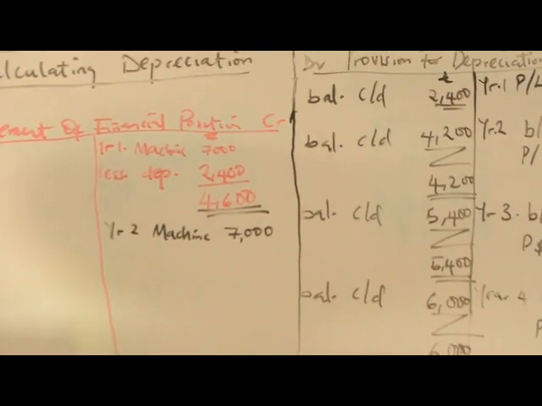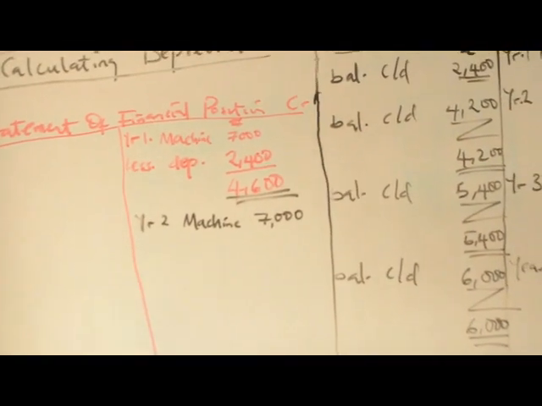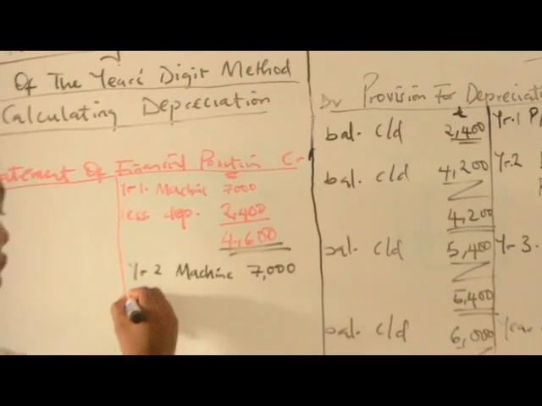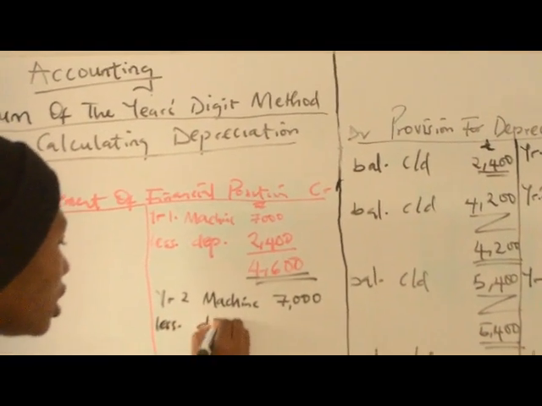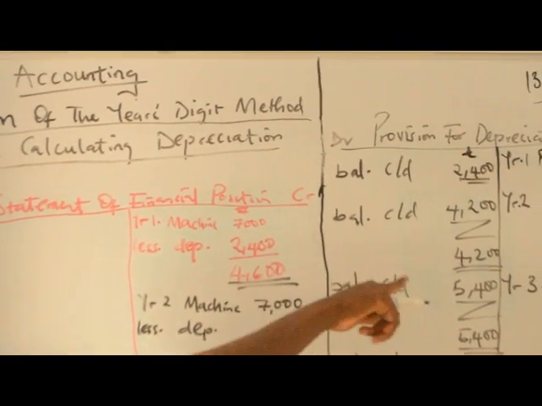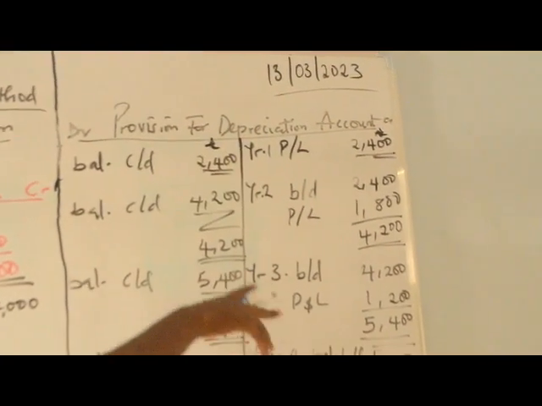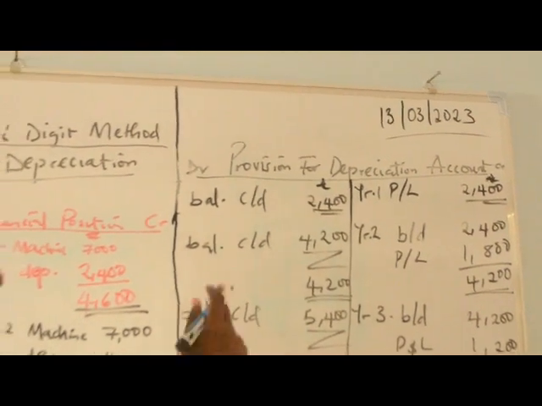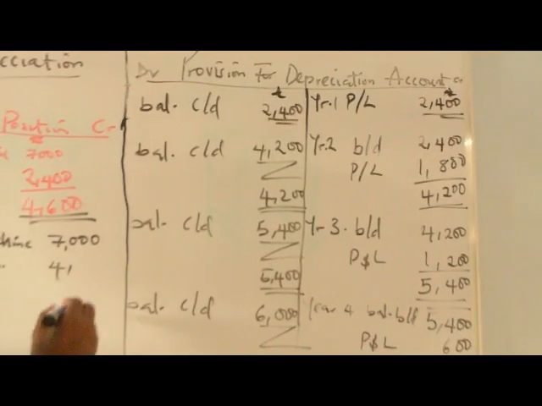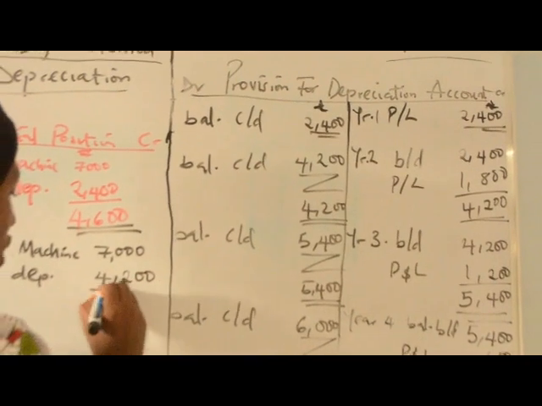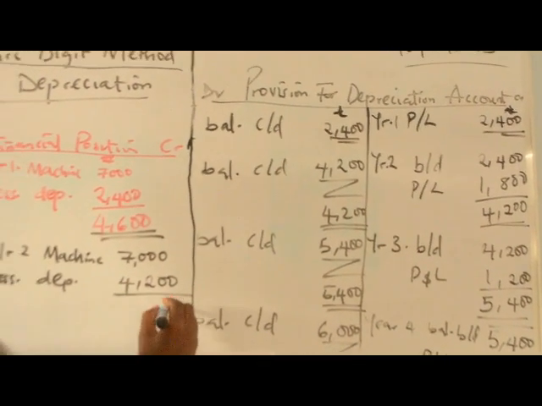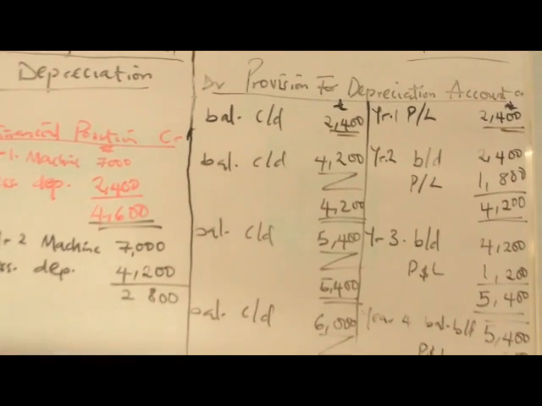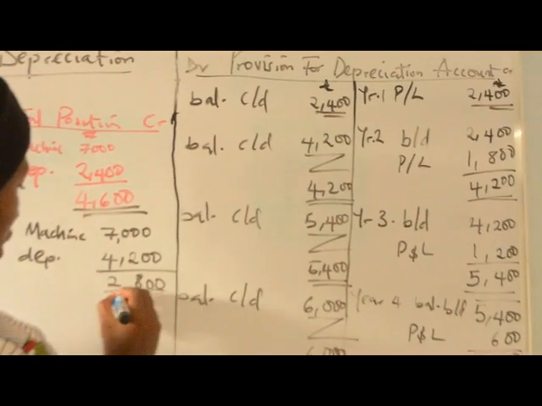But like I said, we are reducing our accumulated depreciation. So for our second year, our accumulated depreciation, or you can also see it from this table, is 4,200. That is our first year depreciation plus our second year depreciation. When you less that, our asset value will be giving us 2,800. So this is it for the second year.